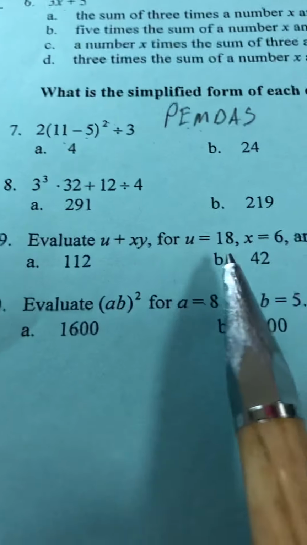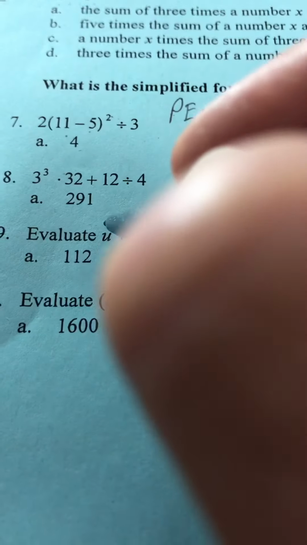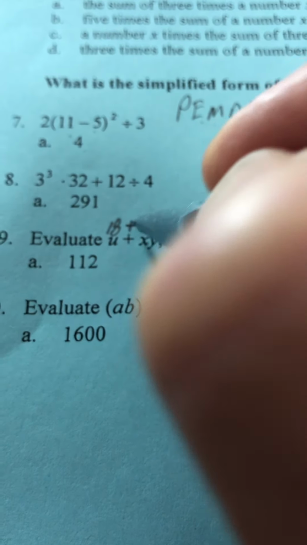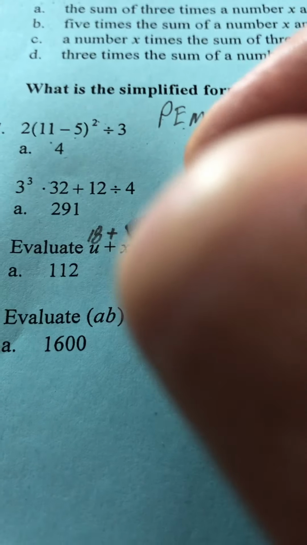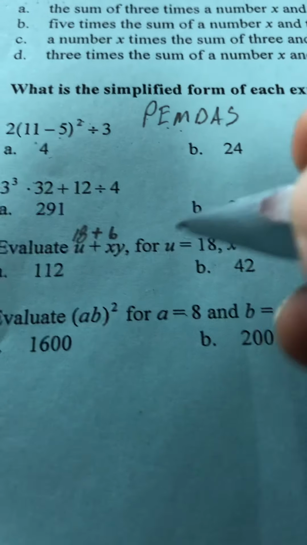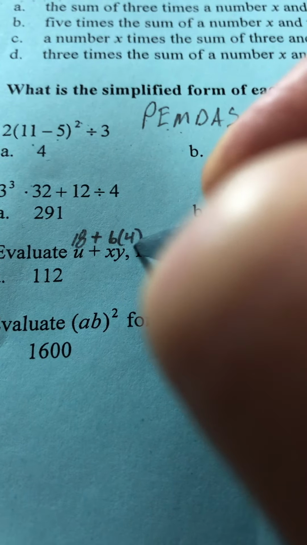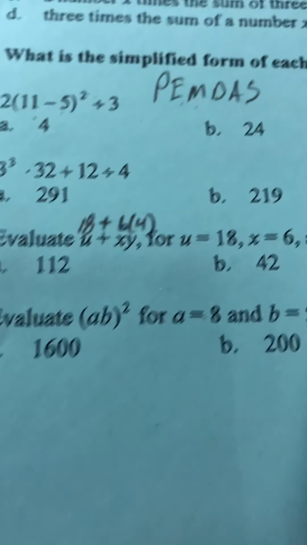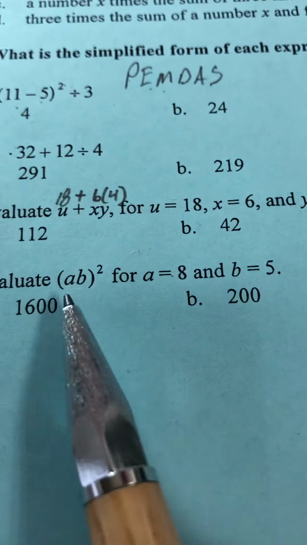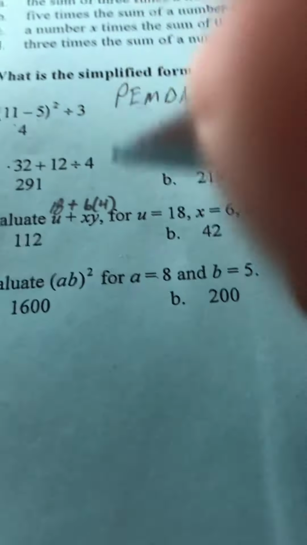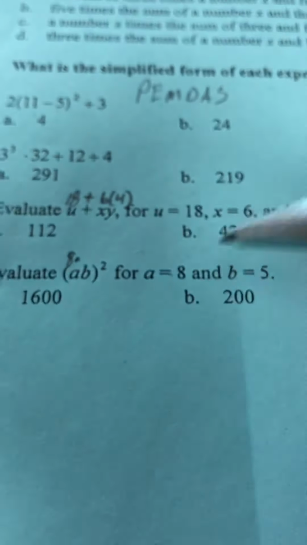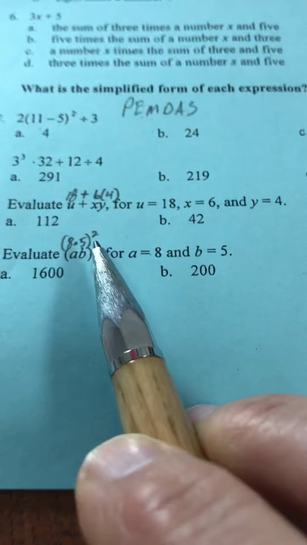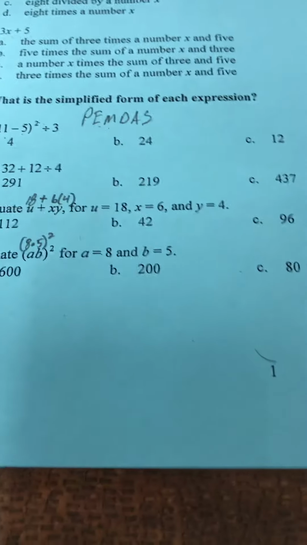Number 9, you're going to put 18 in for U, so it's going to look like 18 plus x is going to be 6 times 4. I could put that in parentheses. So it's going to look like that, 18 plus 6 times 4. Evaluate AB squared, so you're going to have 8 times 5 in parentheses, and you're going to square it. So circle A, B, C, or D.